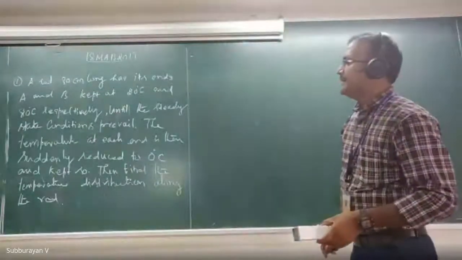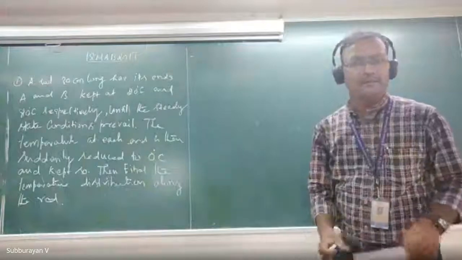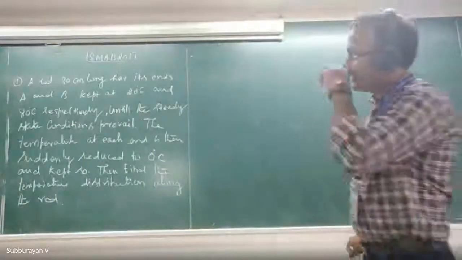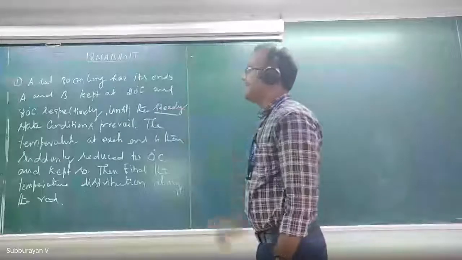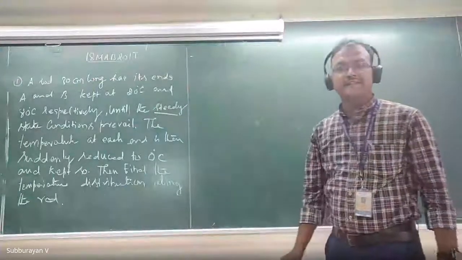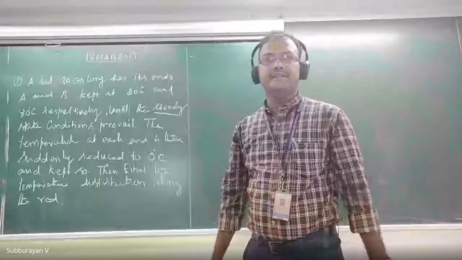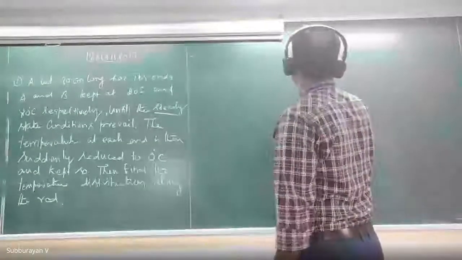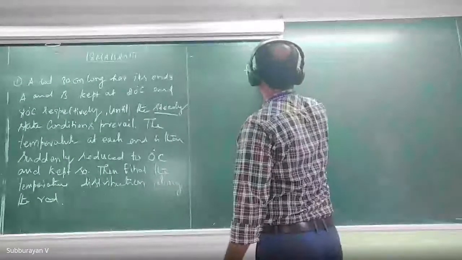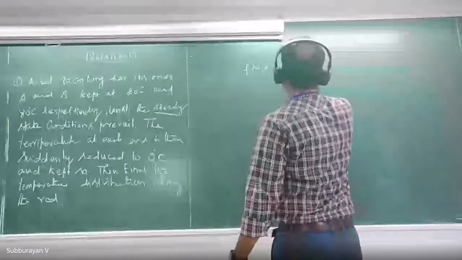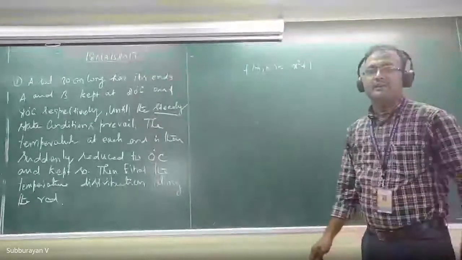Okay, fine. Then find the temperature distribution along the rod. Of course, there are two things I want to clear. Steady state means it is independent of time. For example, let me give one function. Suppose f of x comma t is equal to x square plus 1.